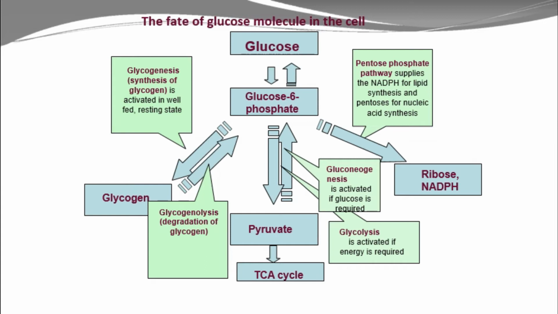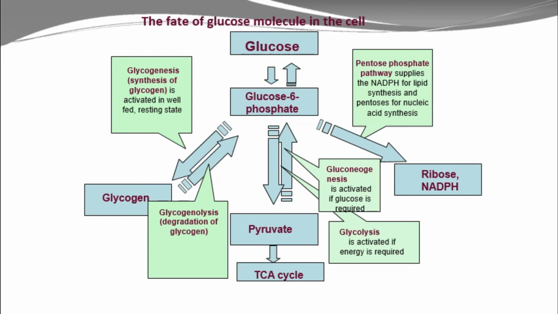Secondly, glucose 6-phosphate, if we have a sufficient amount of glucose in the body, in the state when we are well fed, in a resting stage, can be converted into glycogen and stored because we have sufficient glucose. But again, if we need glucose, this glycogen can be broken down by the process of glycogenolysis to give us glucose again. Similarly, glucose 6-phosphate can enter another pathway called the pentose phosphate pathway.